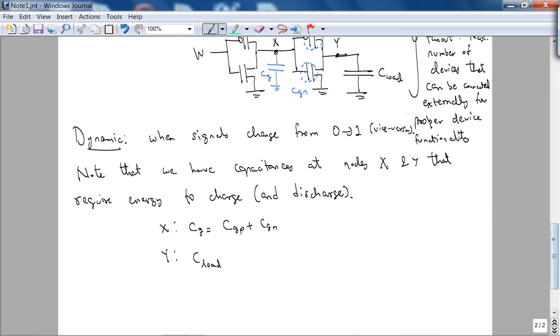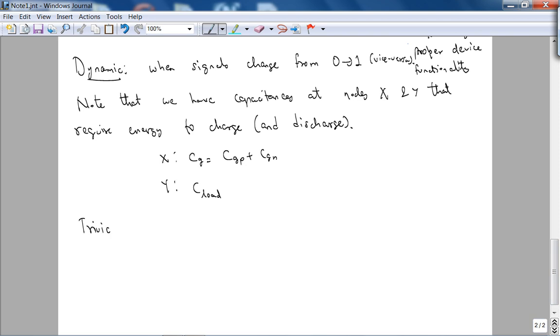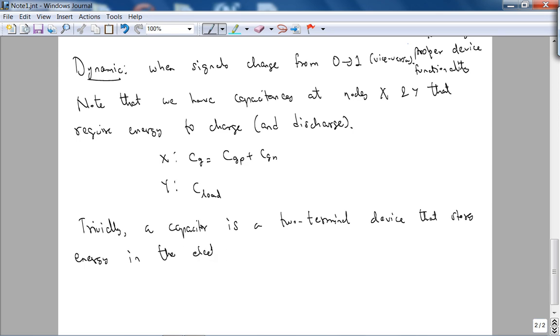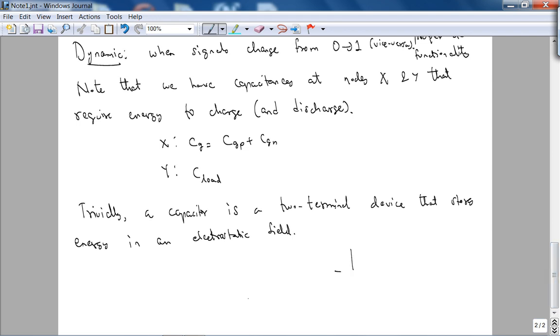So to understand all this, we need the mathematical model of the capacitor, and for that, we'll use the trivial model. That is, trivially, a capacitor is a two-terminal device that stores energy in the electrostatic field, or E field. I won't talk about between the plates, etc. So here is a circuit symbol that we'll use for a capacitor. I put current, I induce charges on this plate. Since the device is initially electrically neutral, you get a negative charge here. So you develop a voltage difference.